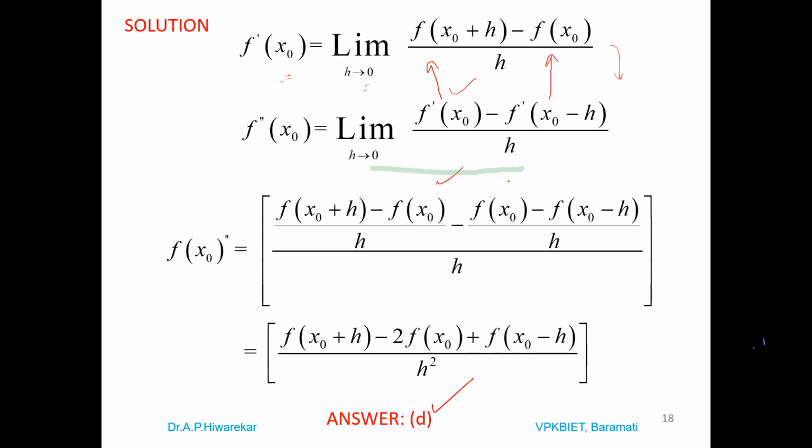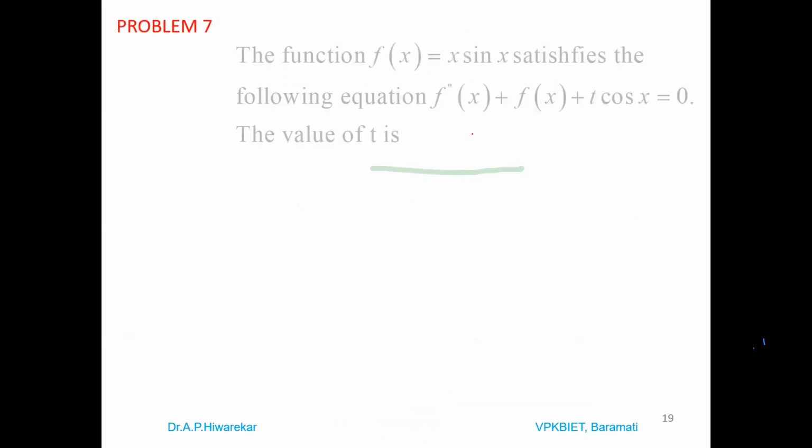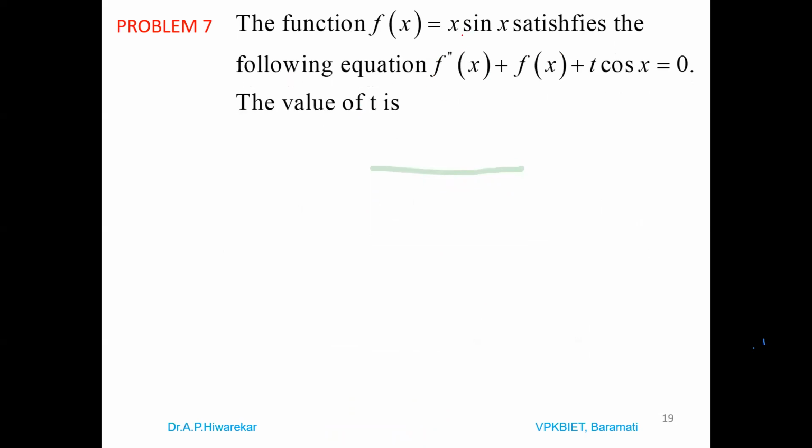Is it over? Yes, sir. The function fx is equal to x sin x satisfies the following equation: f double dash of x plus f of x plus t cos x is 0. Function is given and this equation is given. You need to only just substitute the values, means calculate f dash of x, f double dash of x, and substitute the values here. So it is a question which is numerical answer. P is not given, options are not given.